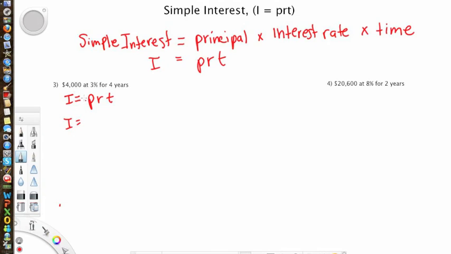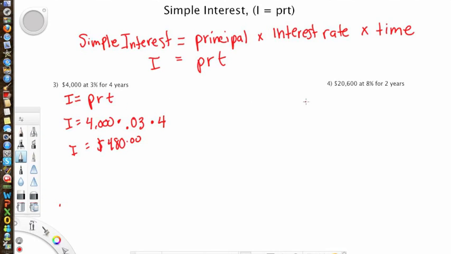Okay, what is the principal? Well, the initial amount of money that is being invested is $4,000. That's what you're depositing. We're then going to multiply that by 3%. The 3% we are going to change to a decimal, which is 3/100. And then the duration, or for how long, the interest rate is 3% per year. How many years is it staying in? 4 years. Okay, and when we multiply this through, we will get the interest is equal to $480.